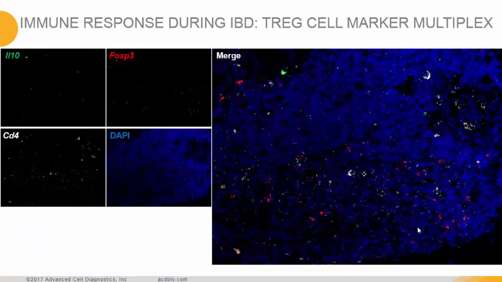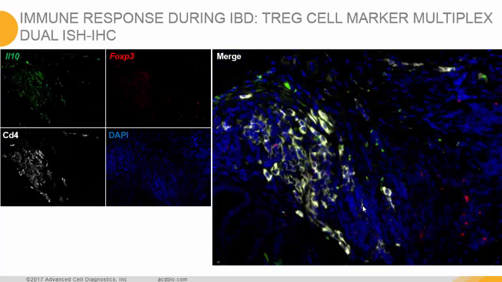In order to confirm the presence of the Treg population in the inflamed region, we performed the RNAscope multiplex fluorescent assay to simultaneously visualize these 3 markers, with IL-10 in green, FOXP3 in red, and CD4 in white. As shown here, we can see co-localization of these 3 markers in the inflamed region, suggesting the presence of regulatory T cells in the inflamed colon.